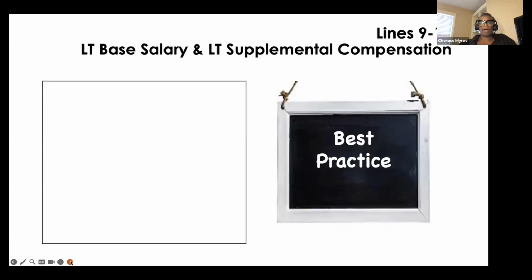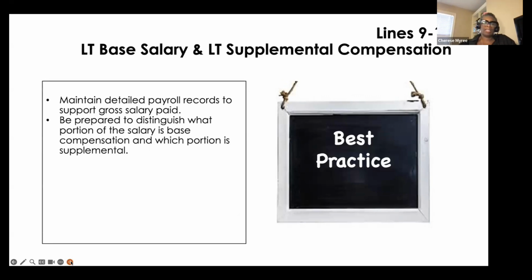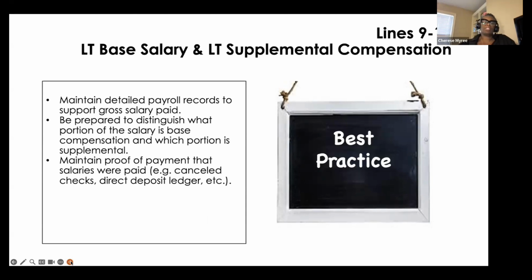So let's talk about the base salary, which we've already done, and you're going to report that on lines 9 and 10. And you want to maintain those detailed payroll records to support the gross salary paid. Be prepared to distinguish what portion of salary is base and what portion is supplemental if the reconciliation requires that.